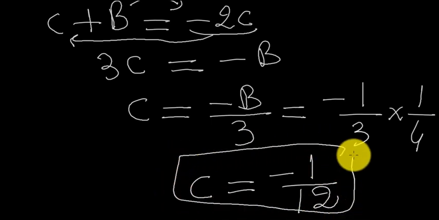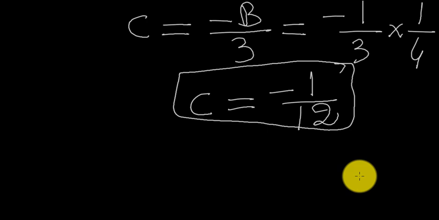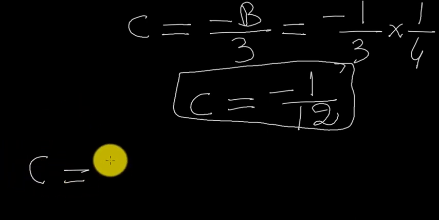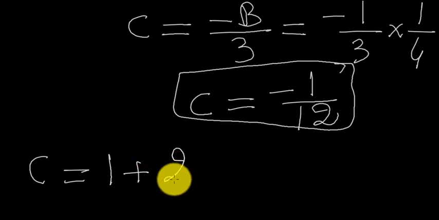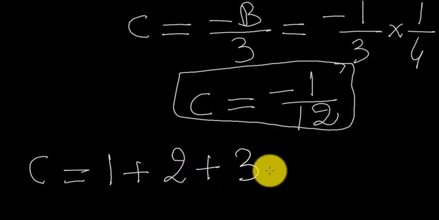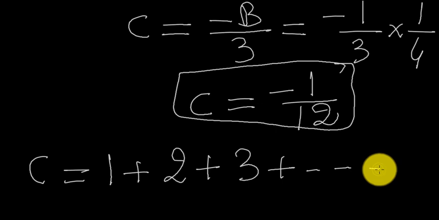Well, what a bizarre sum. Just by making the hypothesis that we can assign a real number to the sum 1 plus 2 plus 3, etc., we found that this real number maybe exists and is equal to minus 1 over 12.